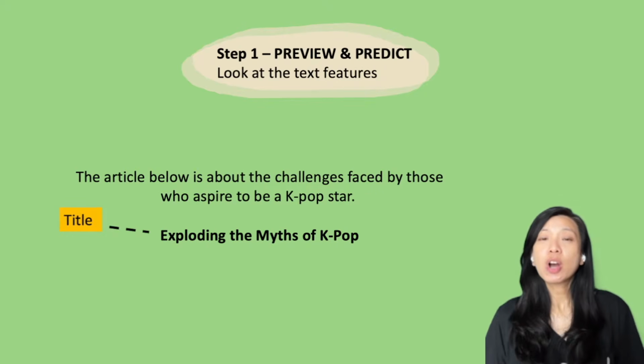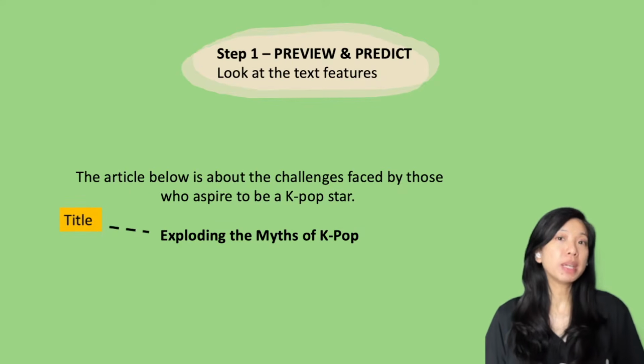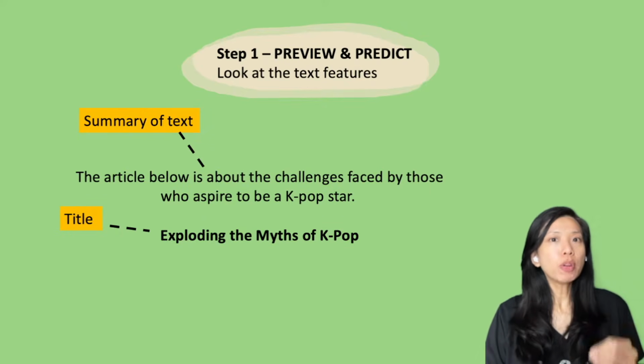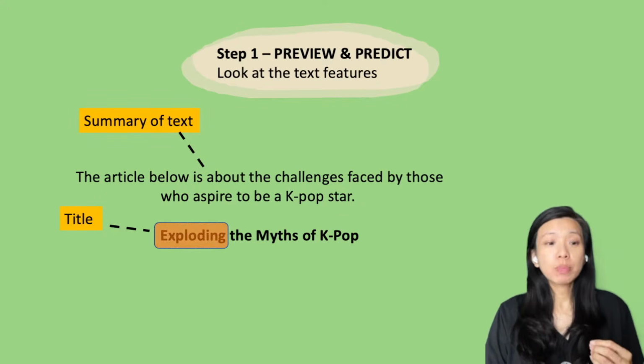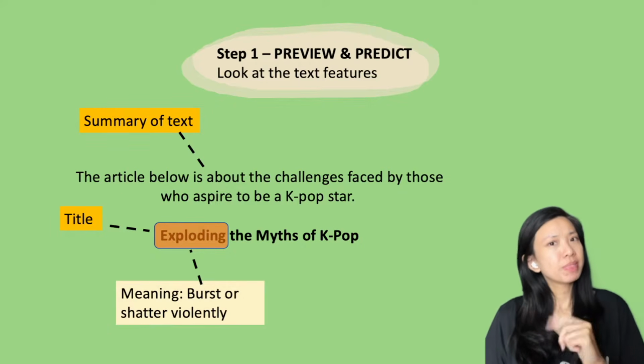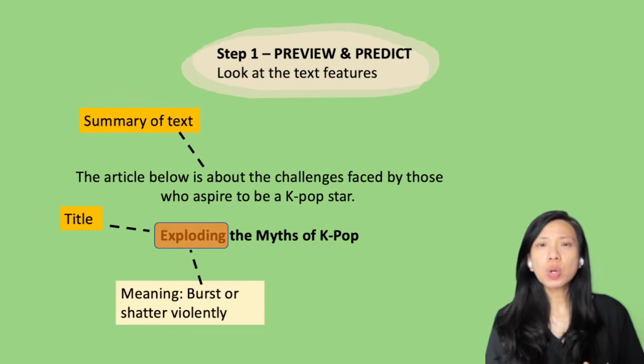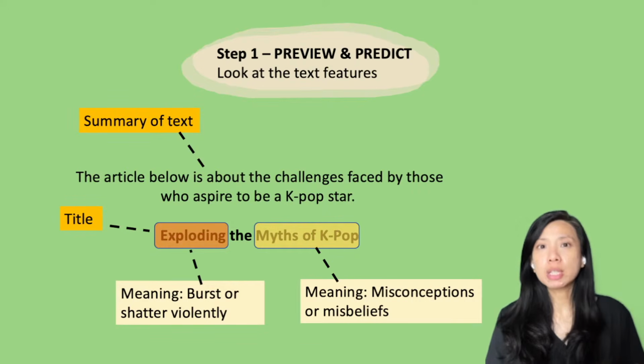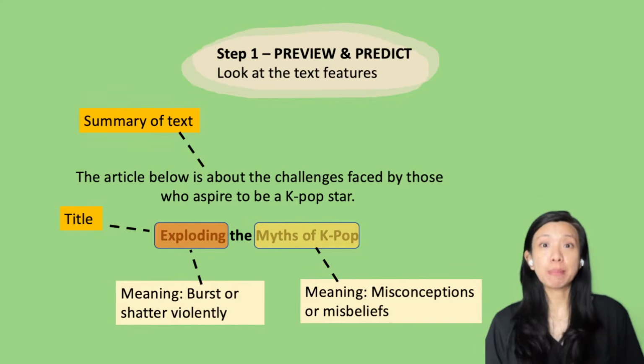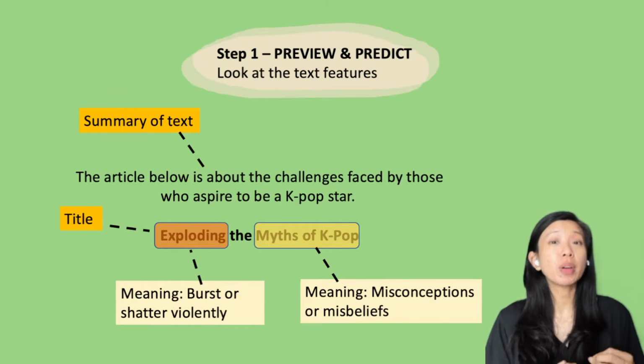And the title of this text is Exploding the Myths of K-pop. So I'm going to break the title down into different parts. Exploding. So what does exploding mean? Exploding means to burst or shatter violently. That's very interesting. Now let's go on to the next one, myths of K-pop. So myths actually mean something like misconceptions or misbeliefs about something, right? And this one is specifically about K-pop itself.